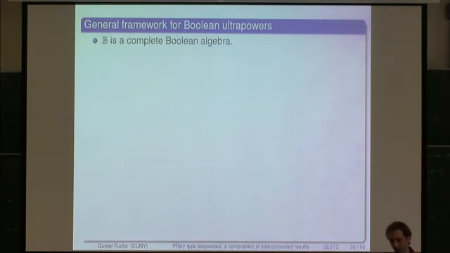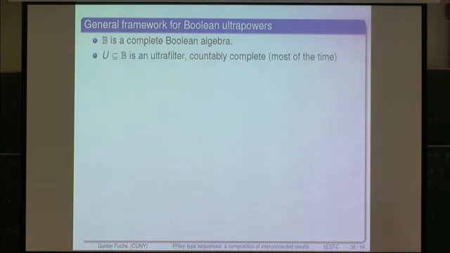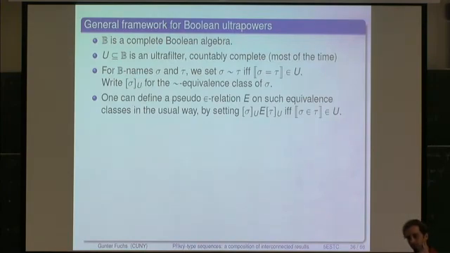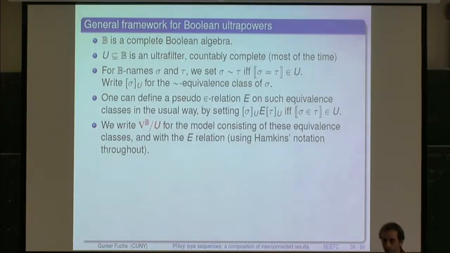Let me just give a brief outline here. You start with a Boolean algebra B, and an ultrafilter on B, usually countably complete, or at least we want the Boolean ultrapower to be well-founded later on. For B-names sigma and tau, we identify them if the Boolean value that they are equal is in the ultrafilter U that you chose, and sigma sub U is the equivalence class. Then you define a pseudo epsilon relation on the equivalence classes by saying sigma_U ∈ tau_U if the Boolean value of sigma ∈ tau is in U. Then you can look at the model that you get, V^B mod U.